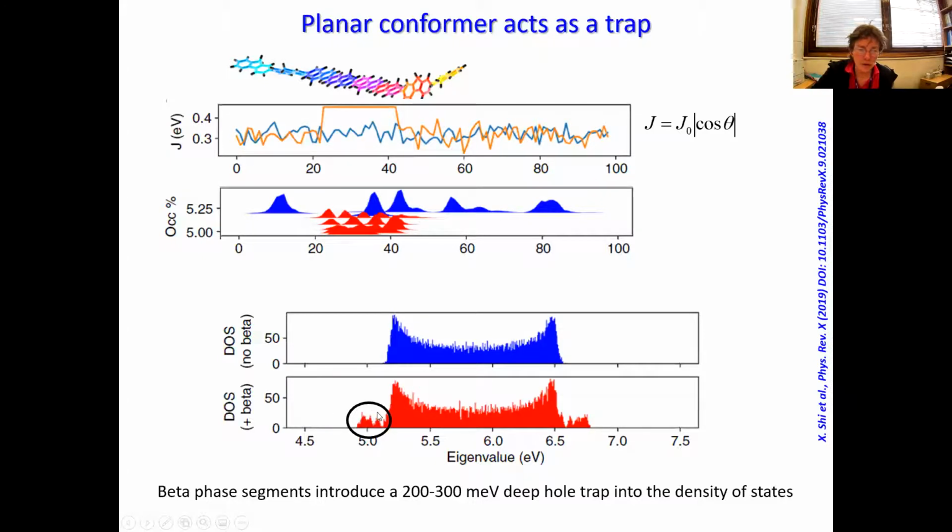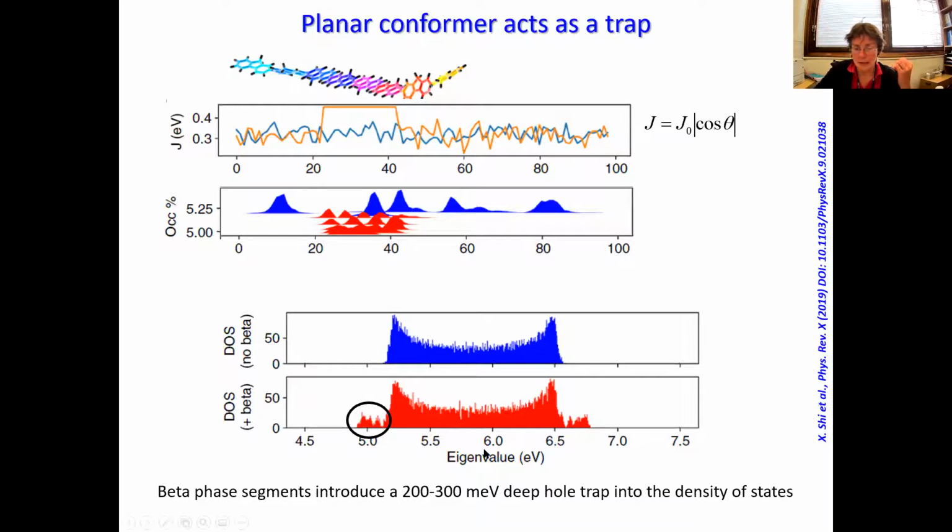We see that the effect of introducing the beta phase is to introduce these defects which lie at an energy B. These are holes, so they're at an energy above the HOMO of the unplanarized film, and as such they would introduce a trap, which we estimate from the calculation of the electronic coupling between the consecutive units as a function of their torsion.